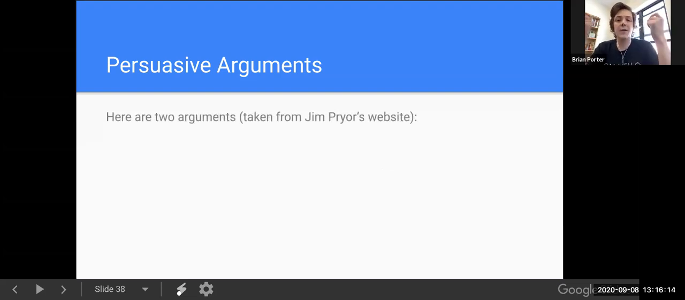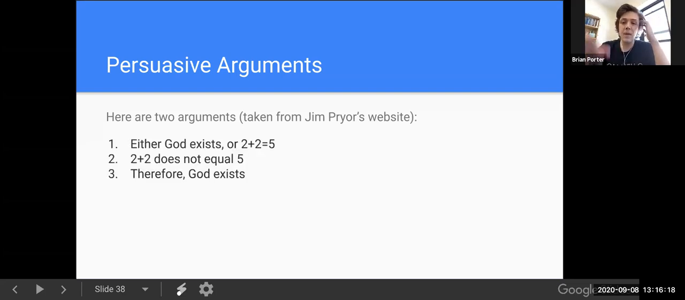So here are two arguments taken from Jim Pryor's website, which is the reading for this week. Premise one, either God exists or 2 + 2 = 5. Premise two, 2 + 2 does not equal 5. Therefore, God exists. That's one argument.